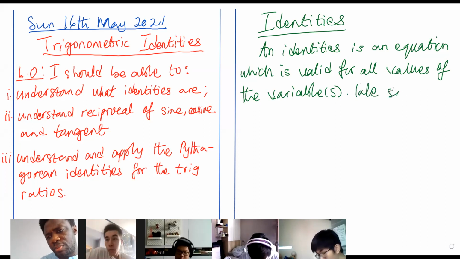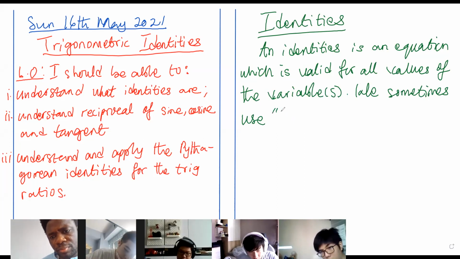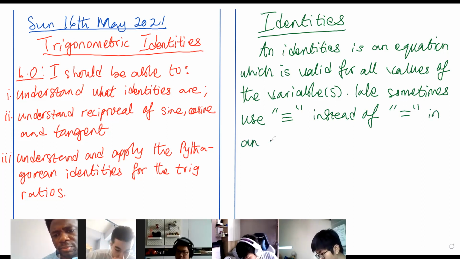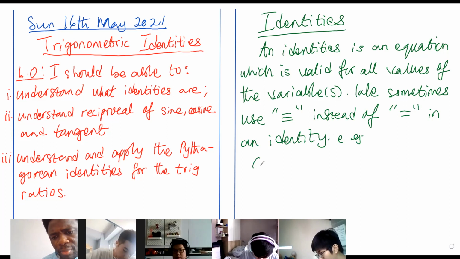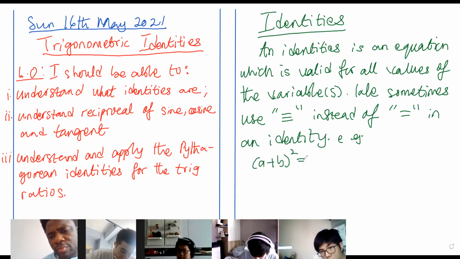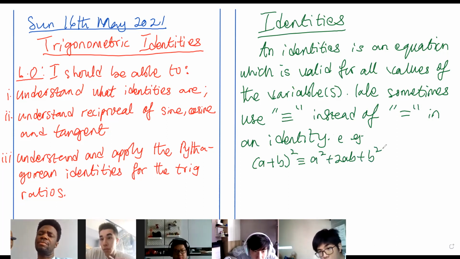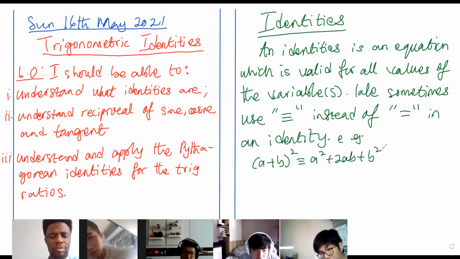We sometimes use equivalent instead of equals in an identity. For example, a plus b squared is a squared plus 2ab plus b squared. So left-hand side and right-hand side. I should have said an identity is an equation, which is fine, it's okay. Left-hand side and right-hand side are going to be the same for different values of a and b.